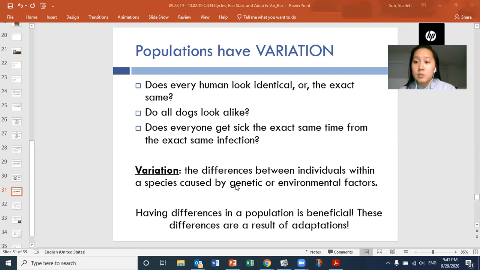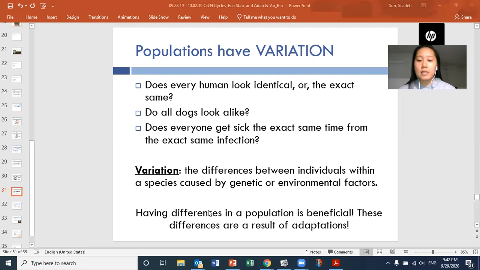We can also specifically talk about populations, right? Even in just, for example, our classroom, not everybody is going to be the same height. So you can just take a smaller group instead of the entire species. We're not going to talk about all the humans on the earth because then we'd have to poll everybody and figure out how tall everybody is. But you can even just look at a smaller group like our class, and you can already see that there's differences or variation in factors like height, eye color, hair length, right?